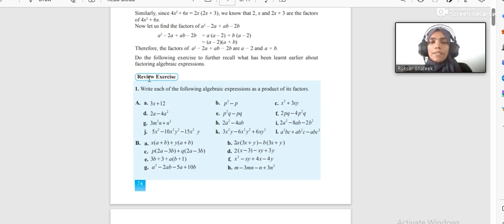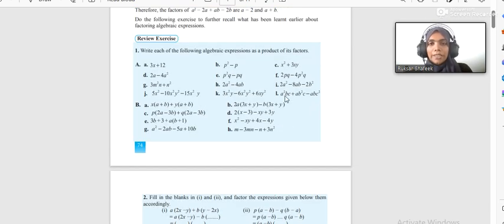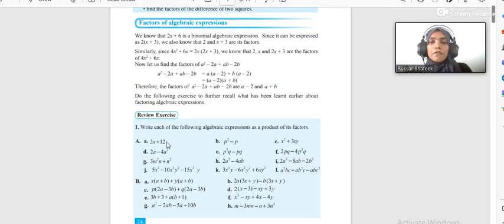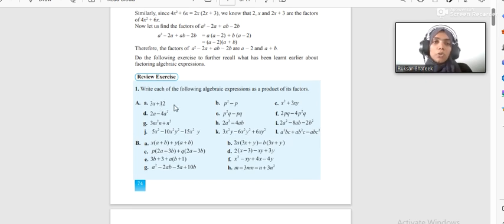So in the review exercise we have a few questions which say write each of the following algebraic expressions as a product of its factors, or basically factorize the following. So when we have two terms like this, what we need to do when they say factorize, the first thing that should come into our mind is to take the common factor out.